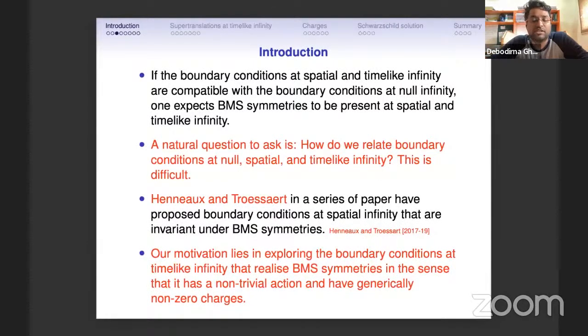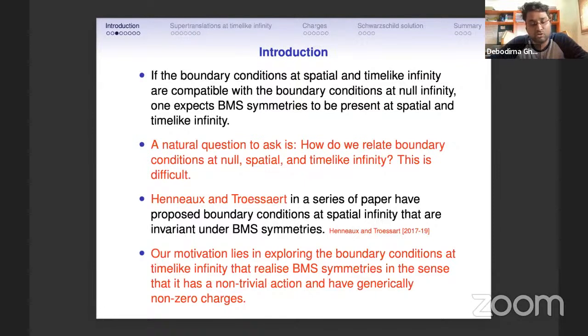Now, the BMS symmetries are the exact symmetries of general relativity. One expects the BMS symmetries to be present at spatial and time like infinity, provided that the boundary conditions at spatial and time like infinity are compatible with the boundary conditions at null infinity. Then a natural question to ask is, how do we relate the boundary conditions at null, spatial, and time like infinity? This is a very difficult question to answer.